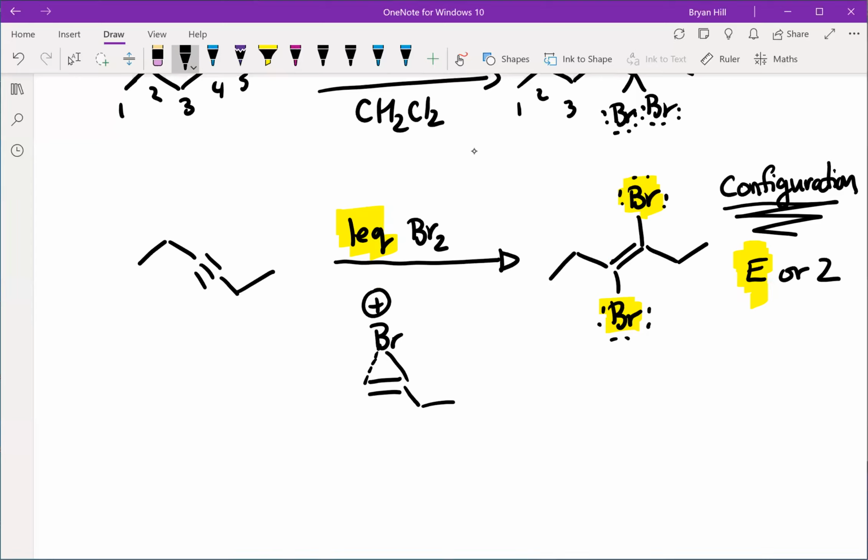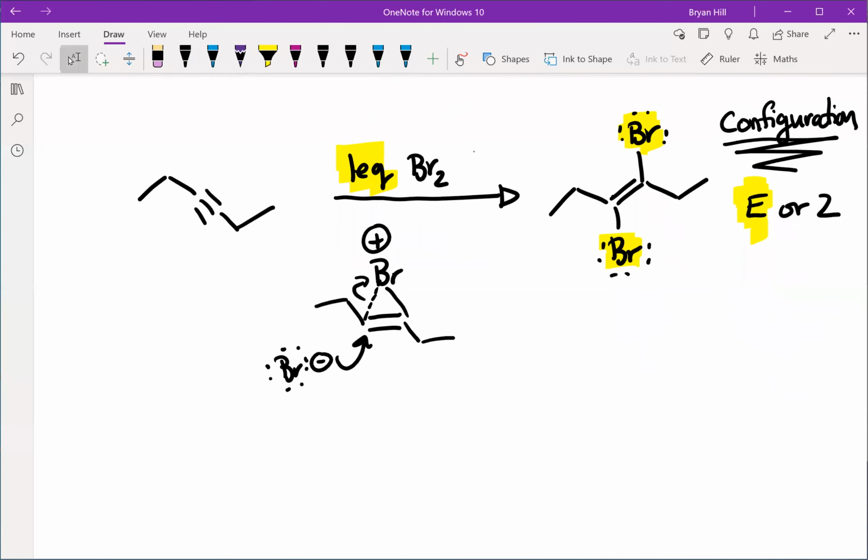And you would need to have the Br minus come in on the opposite side. It looks ugly. Yeah, it does look a bit ugly, but that's what everyone says it is. So anyway, the important part is that if you ever were to do this, the two bromines should be on opposite sides. Okay.